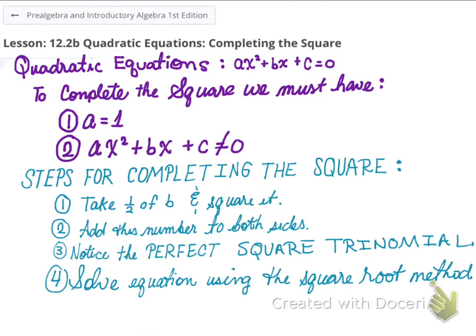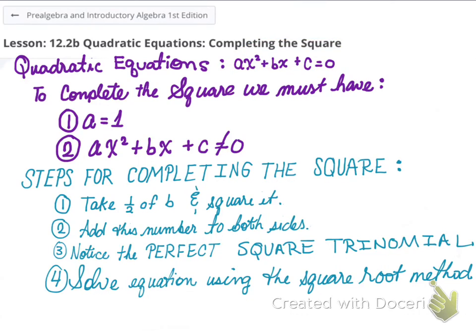Section 12.2b, completing the square. In this video, we're going to look at the technique of solving quadratic equations by completing the square. Now let's recall, quadratic equations are of this form: ax squared plus bx plus c equals 0.